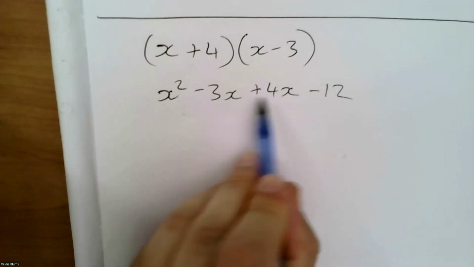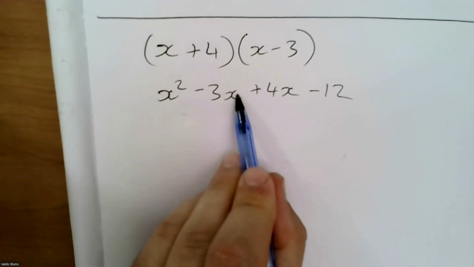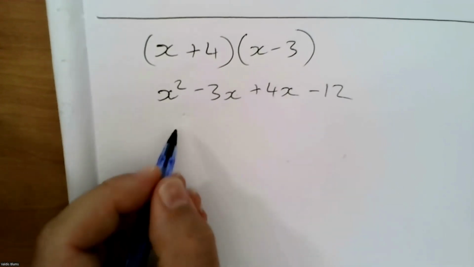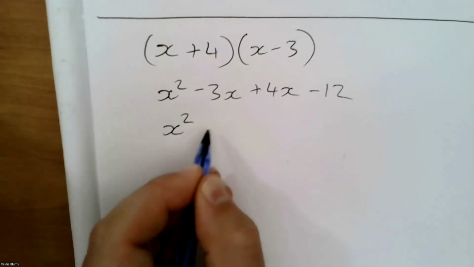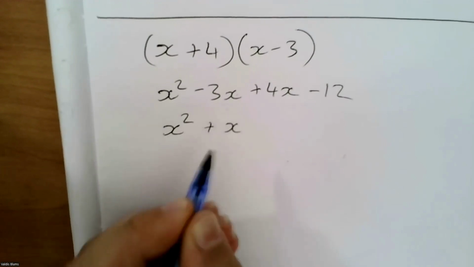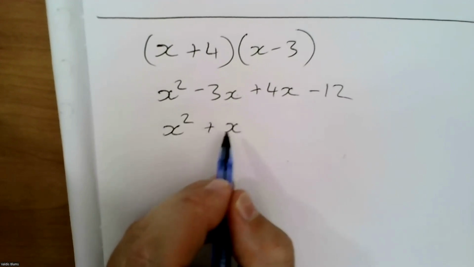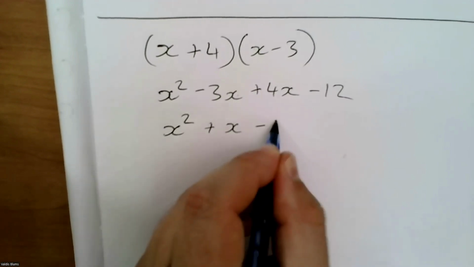And then collecting our like terms, we have two components that have x to the power of 1. So we're bringing the minus 3 and the 4 together. So we have x squared plus x. So we have plus 1x, but whenever you just have the number 1, you don't necessarily need to write it. So we can just write it as plus x minus 12.